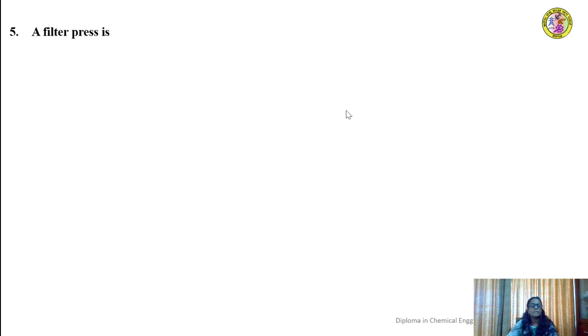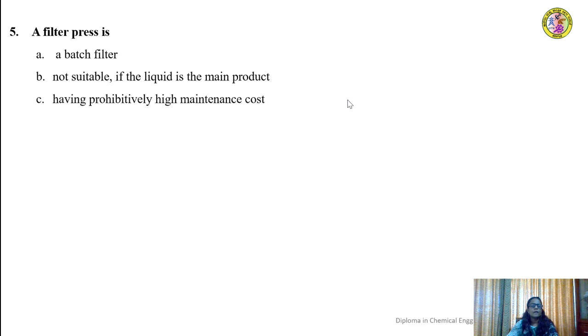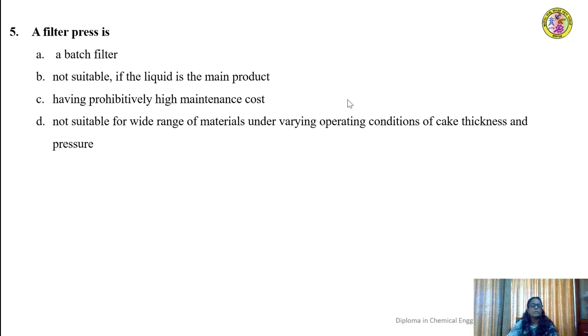A filter press is a batch filter, not suitable if the liquid is the main product, having prohibitively high maintenance cost, not suitable for wide range of materials under varying operating conditions of cake thickness and pressure. So it is essentially a batch filter, which is suitable for various applications, because we can alter the capacity and the conditions.